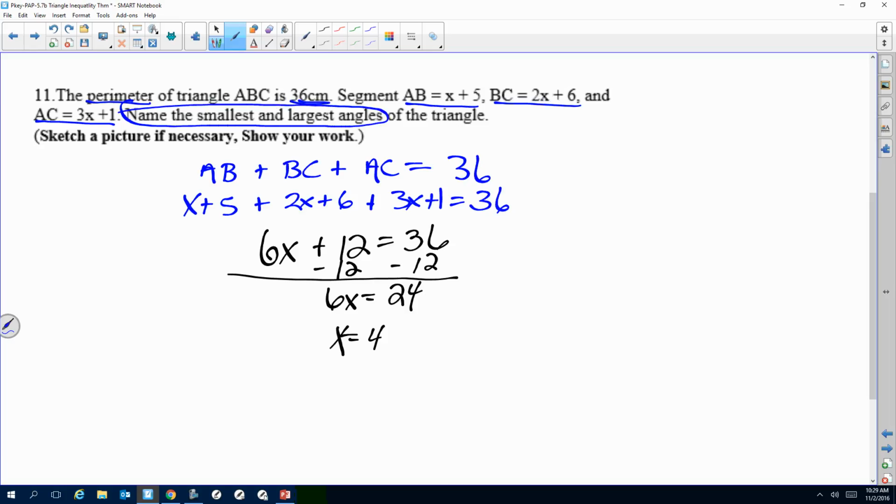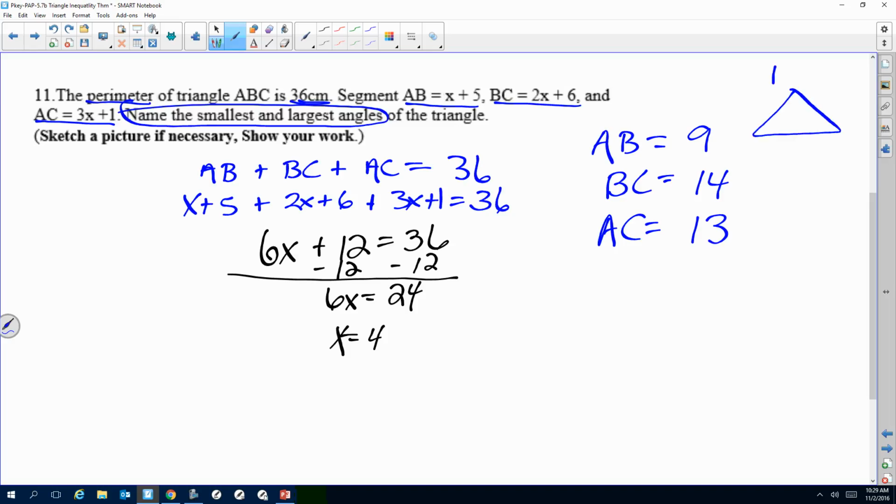All right, so let's plug it in. AB, what is that going to equal? 9. All right, BC, 14. AC, 13. Okay, so we were going from smallest to largest angle. Anyone? It's A? That is right. All right, so if I draw my triangle, right? We have A, B, C. We're going to put AB the 9, BC 14, AC 13.